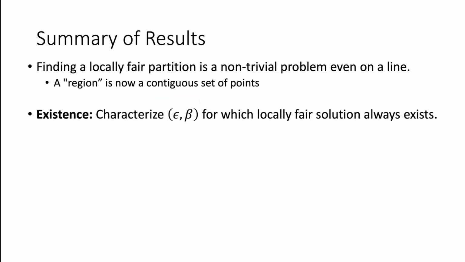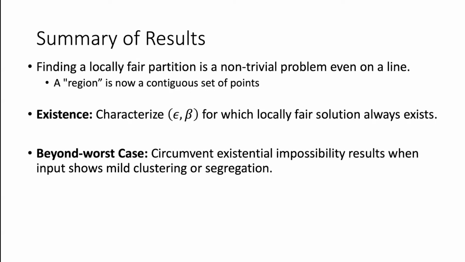And what we do is we characterize the epsilon and beta. So epsilon is the deviation from the ideal partition size, and beta is the fraction of unhappy points relative to the ideal region size that you need to form a deviating region. And so we'll characterize the epsilon and beta for which a locally fair solution always exists. But the characterization will be somewhat pessimistic in the sense that we want a characterization for all possible instances.